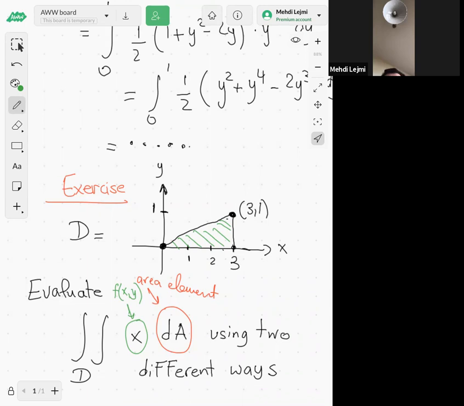After this exercise, I will show you why it is sometimes very useful to have these two different ways to compute double integrals, because sometimes it's not easy to compute an integral. So sometimes it would be a good idea to change the order of integration and use a different order of integration.